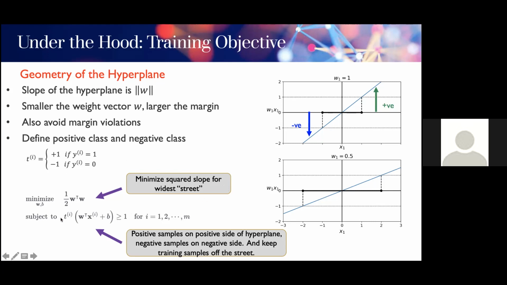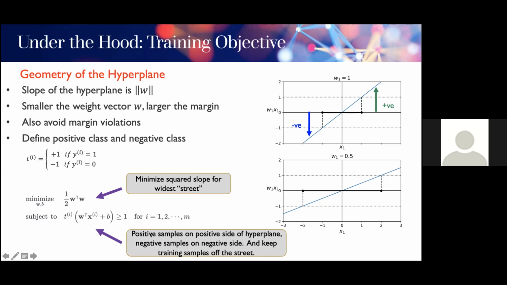And here is the specification that says, it's an interesting constraint, and I don't know if people might have problems understanding it, but what it's simply saying is that you want a plane such that your positive class stays on the positive side of the plane and the negative class stays on the negative side. And you also want to keep the training samples off the street, which means they need to be not just greater than 0, they need to be greater than 1.